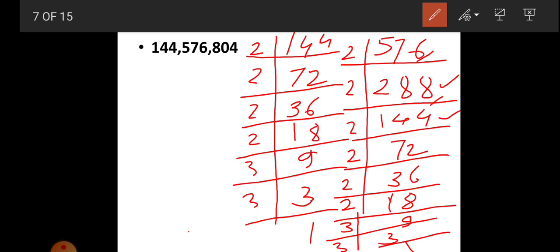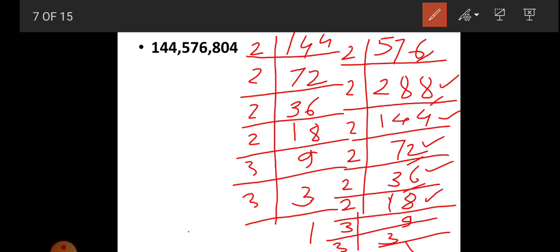Again, 144 is divided by 2, so the quotient is 72. Again the last digit is 2, so 72 is divisible by 2. The quotient is 36. Again 6 is the last digit and is even, so 36 is divisible by 2. The quotient is 18.